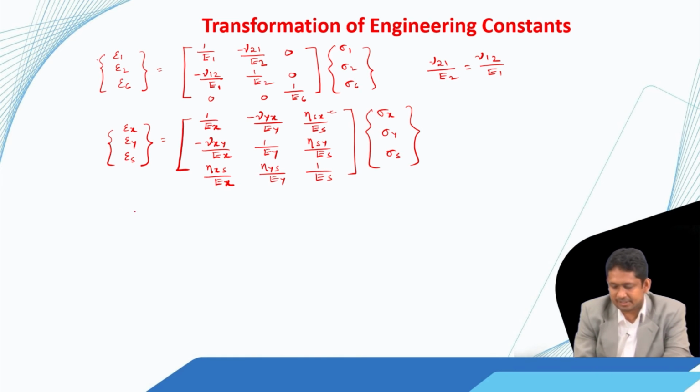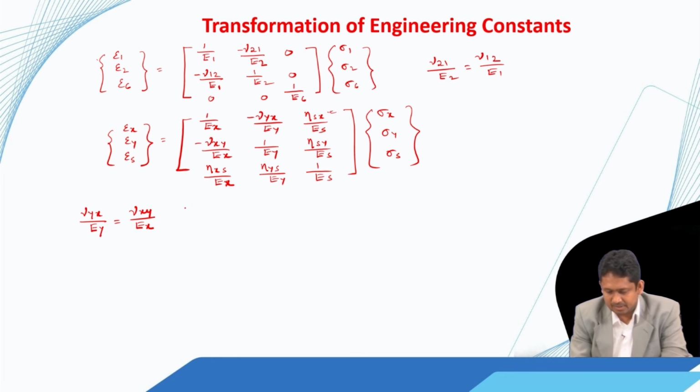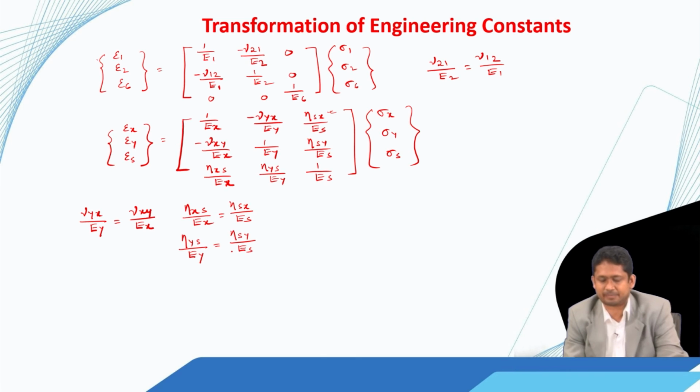This matrix has to be symmetric. So, nu yx divided by Ey has to be equal to nu xy divided by Ex. Similarly, eta xs divided by Ex has to be equal to eta sx divided by Es, and eta ys divided by Ey has to be equal to eta sy divided by Es.